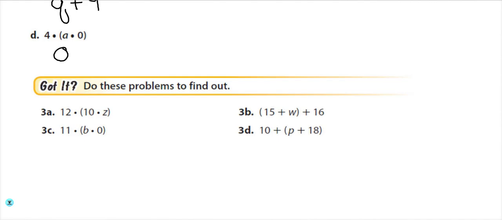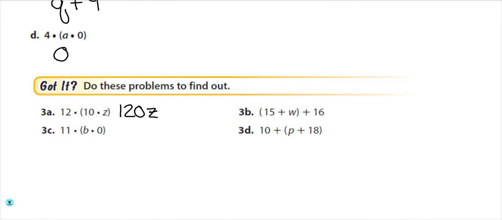All right, go ahead and pause it, and let's try 3a through 3d by yourselves and come back to me just as soon as you're done. All right, let's take a look. So we got 12 times 10 times c. So we have 12 times 10, that's 120. And then we have c.